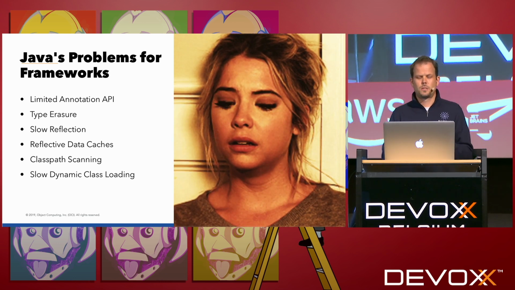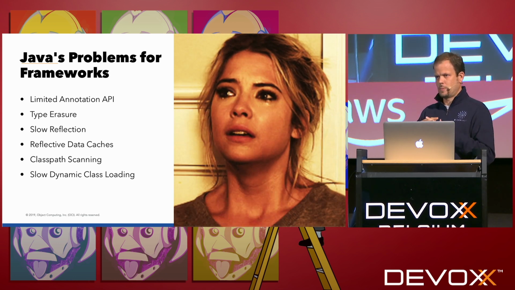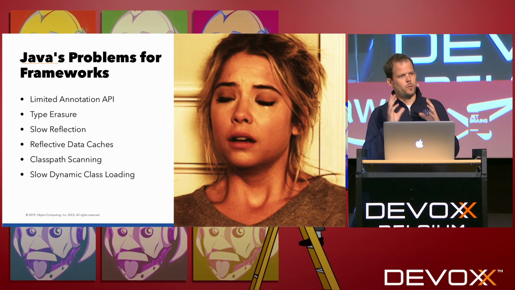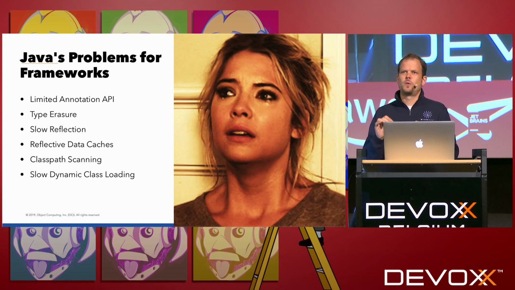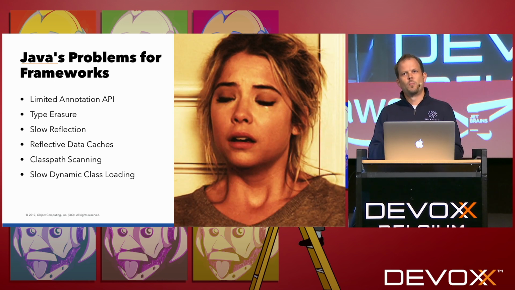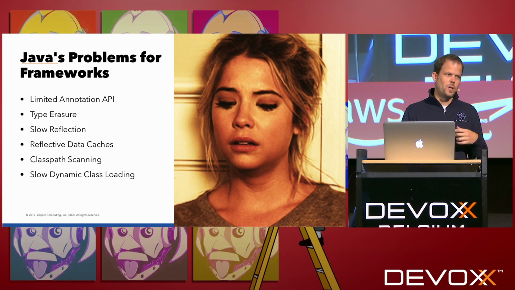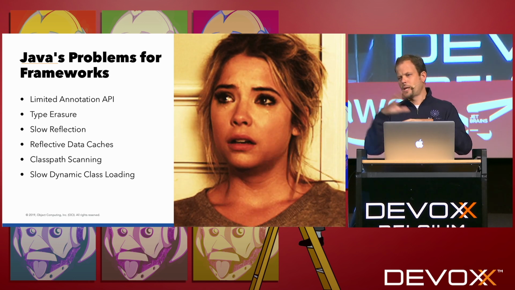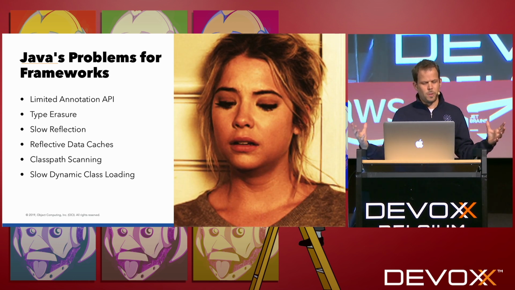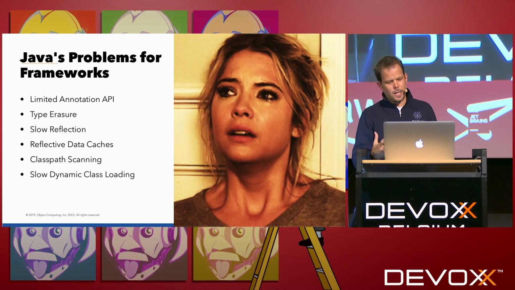there's this proliferation of reflective data caches. If you're thinking about a typical Java application that's been built over the last 10 years, you have a reflective data cache, and what I mean by that is a cache of method references or field references. You have one for Hibernate, you have one for Jackson, you have one for Spring, and they don't share it. So you have all these caches of reflective data all over the place, and it just expands your memory use. And when you add that to classpath scanning, which is pretty slow.